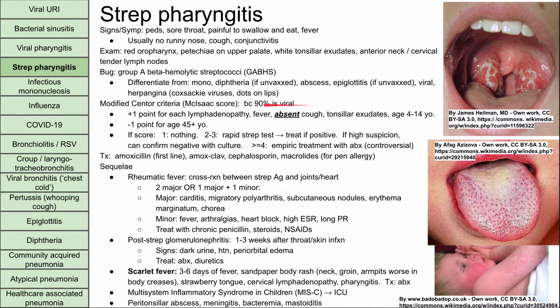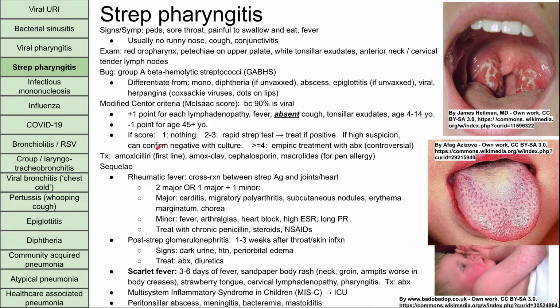So the score works by counting up these criteria and how many of them the patient has. The patient gets a point if they have lymphadenopathy, so anterior cervical lymph nodes. They get a point for fever. They get a point if they don't have a cough. They get a point if they have tonsillar exudates. And they get a point if they are aged above 3 years old and less than 15 years old, so this age range of 4 to 14 years old. They lose a point if they are over 45 years old. So strep throat is more prevalent between the ages of 3 and 15, and it's much, much less prevalent for adults and older adults.